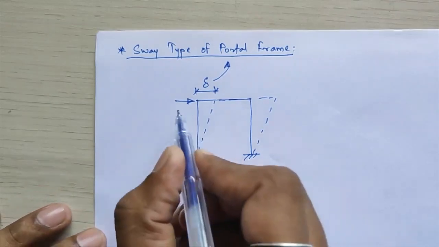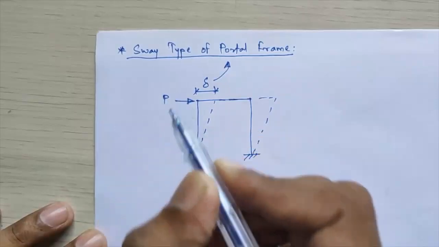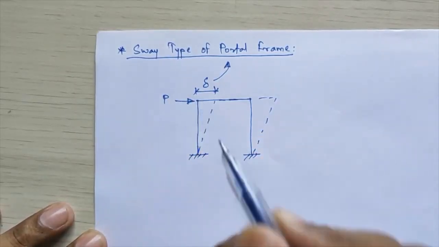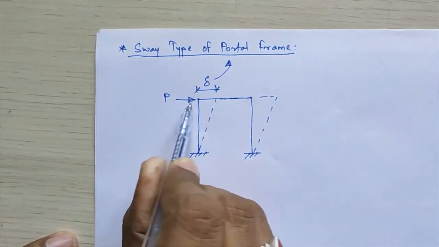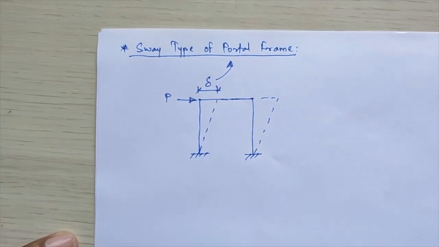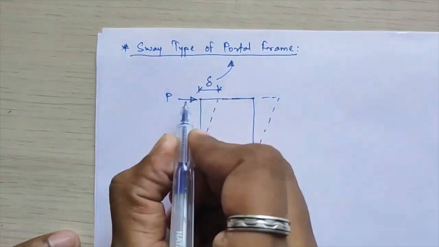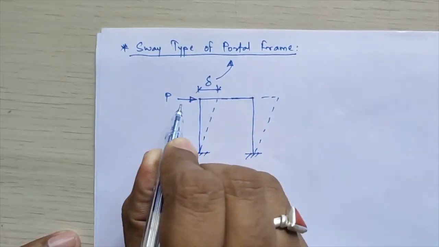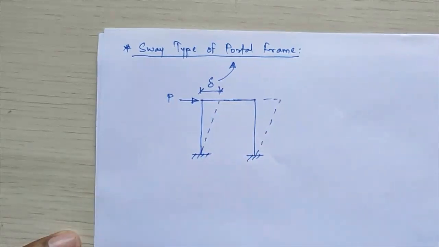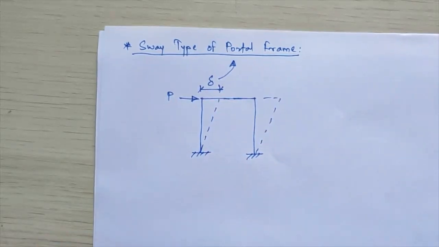Now the question is how these lateral loads occur. These lateral loads occur due to earthquake or wind pressure on the portal frame, and the frame is subjected to lateral displacement. This frame sways in the direction of the acting load. If this load is acting in the right direction, your frame will sway to the right, and if this load is acting towards the left, your frame will sway towards the left, and this is known as the concept of sway.